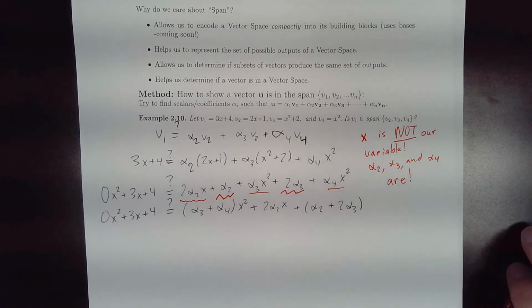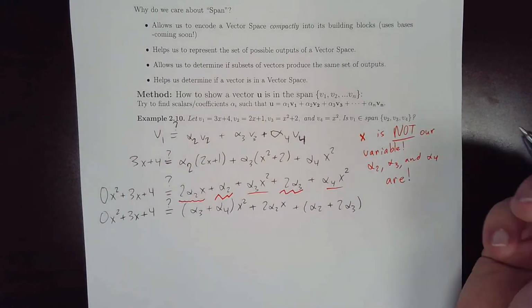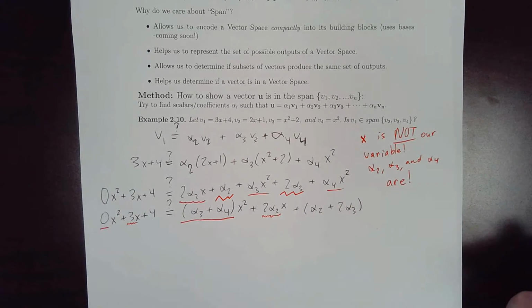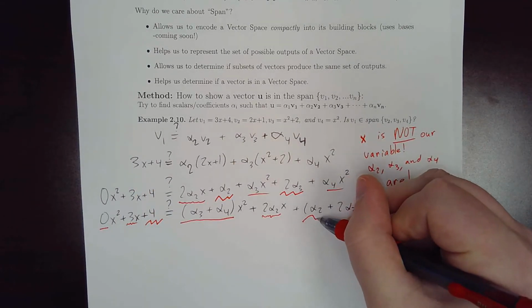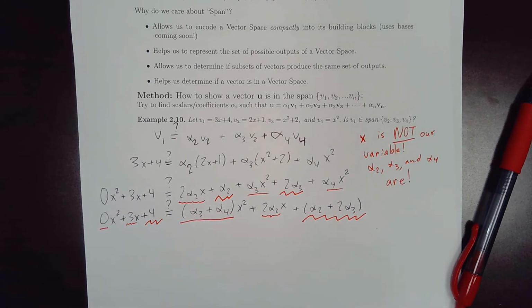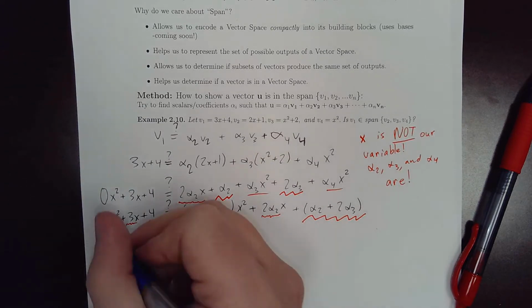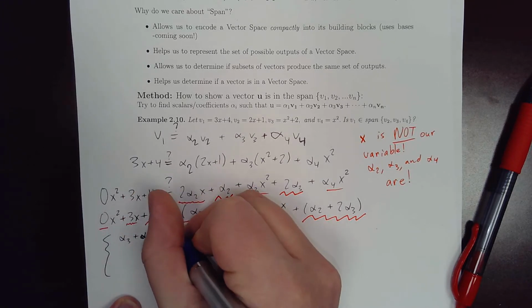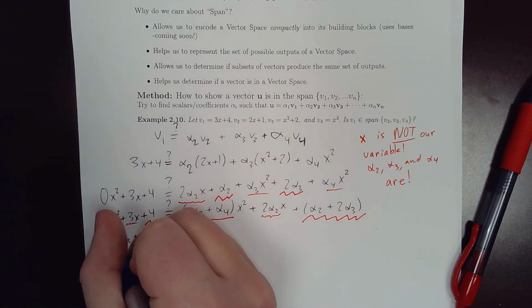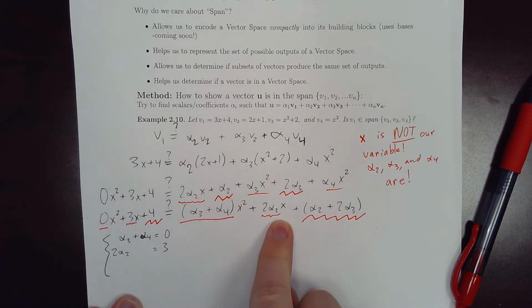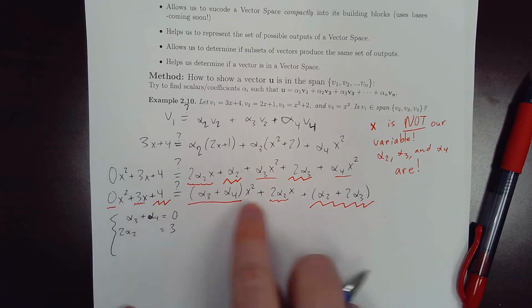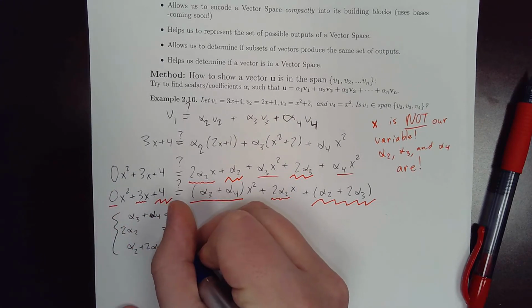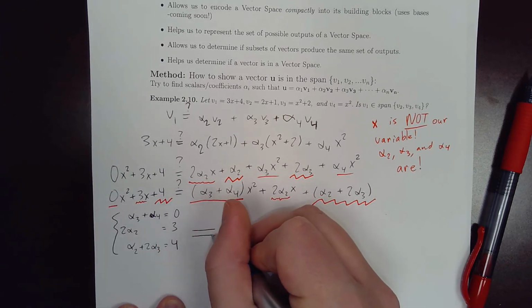Okay, so if we want to go ahead and create a system of equations out of this, we're going to compare the things in front of the x squareds, the things in front of the x's, and the things that are just constant portions. So let's create a system of equations then. Here we say that alpha 3 plus alpha 4 is going to have to be equal to 0. We'll also say that 2 alpha 2 equals 3 by comparing the things in front of the x. And then when we're comparing things that are just the constant portion, we'll say that alpha 2 plus 2 alpha 3 equals 4. So the next thing we're going to do is turn this into a matrix.